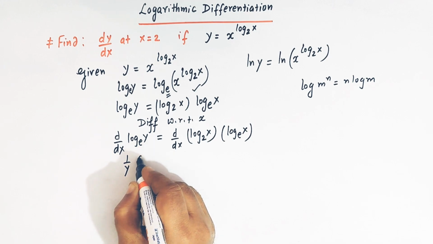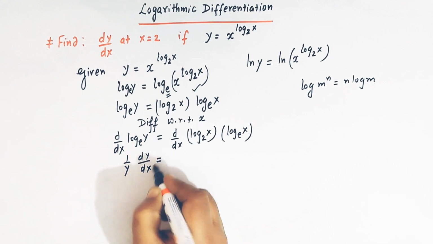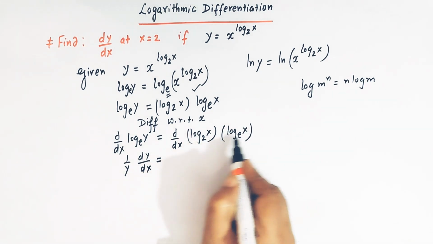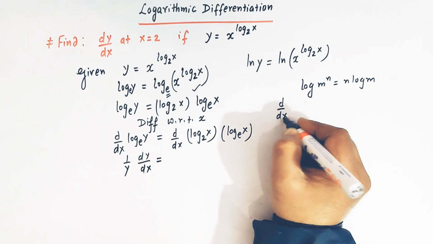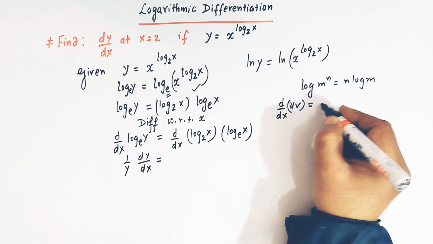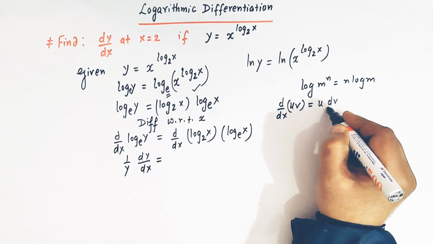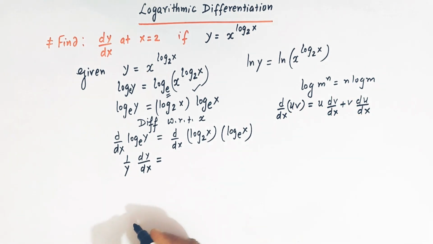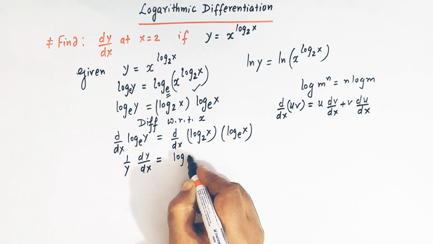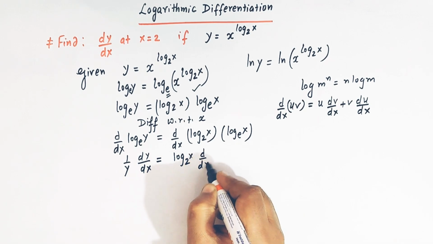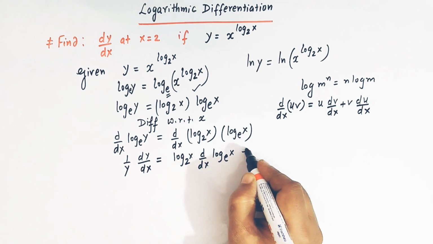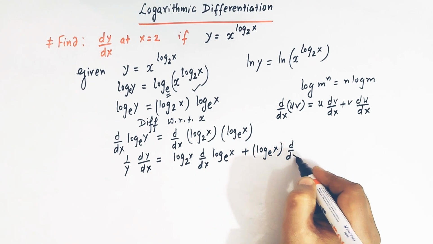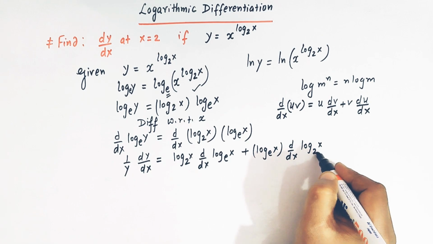Now see here, the derivative of log y with respect to x is 1 over y, and by chain rule we'll write dy over dx. Okay, now here we have the product of two functions, so we'll make use of the product rule for differentiation. We have first function times derivative of second, plus second function times derivative of first function. So we can write log x to the base 2 times derivative of log x to the base e, then we can write log x to the base e times the derivative of log x to the base 2.